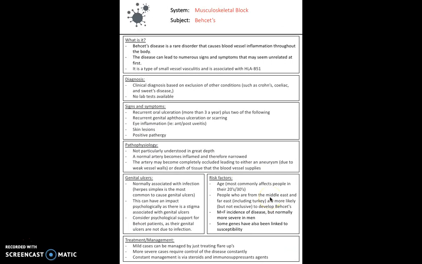Next we have Behcet's disease. This is a rare disorder that causes blood vessel inflammation throughout the body. There are numerous signs and symptoms of Behcet's disease, but they're all quite unrelated at first, and therefore it needs a good awareness of the condition in order to be able to diagnose it. Behcet's is a type of small vessel vasculitis, and it's associated with HLA-B51. The clinical diagnosis of Behcet's is made on exclusion of other conditions. Other conditions you may consider are Crohn's, celiac and Sweet's disease. There are no particular lab tests which will confirm Behcet's, so that's why it's important to make it clinically and exclude other conditions which it could be.